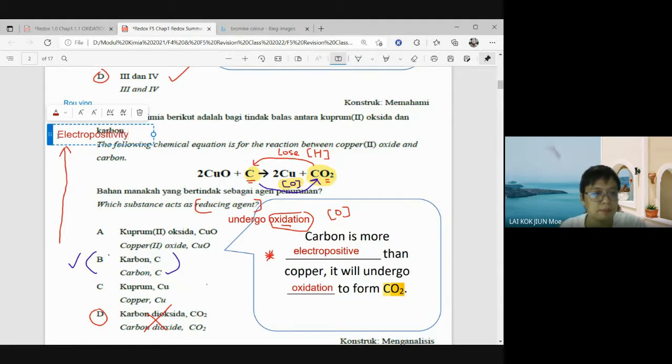Electropositivity. Tetapi tak apa, nanti kita akan tengok. When you say electropositivity, maksudnya benda ini ialah tends to become positive charge ion. So dia ada position dia.